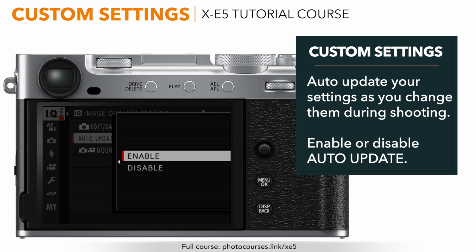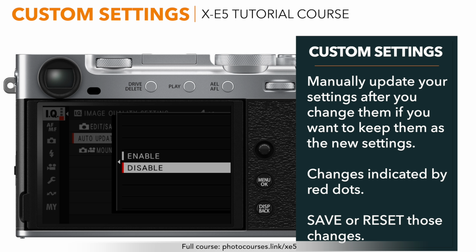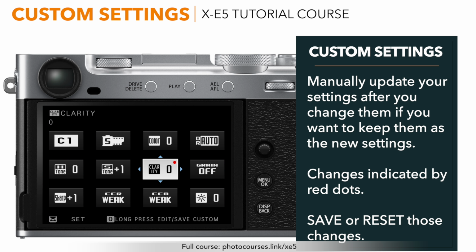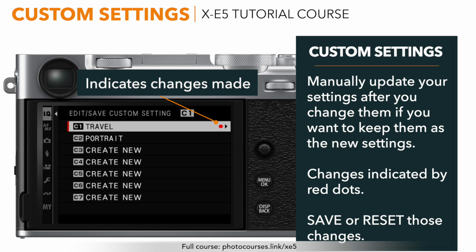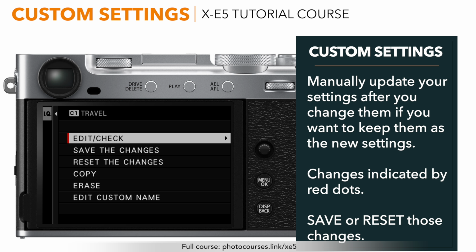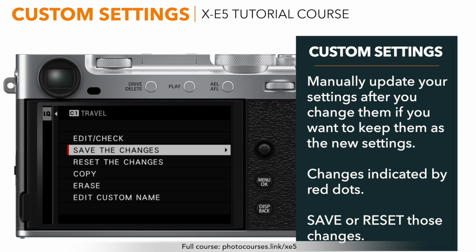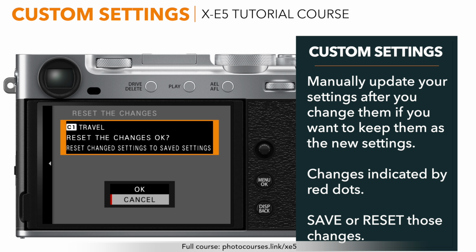If this is disabled, any camera setting that you change while using a custom setting will not be saved to that setting. Instead, you'll see red dots next to those settings that were changed from the original setting. You have the option of saving those settings to this custom setting permanently if you want to. Go to the Edit Save Custom Setting menu, select the custom setting that you're using, and select Save the Changes. To reset the settings to the original custom setting, select Reset the Changes.